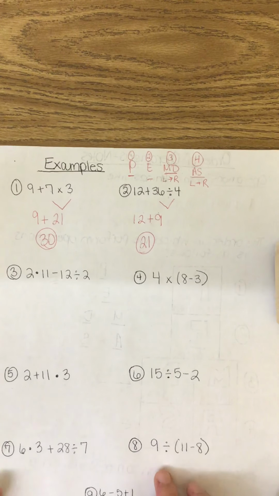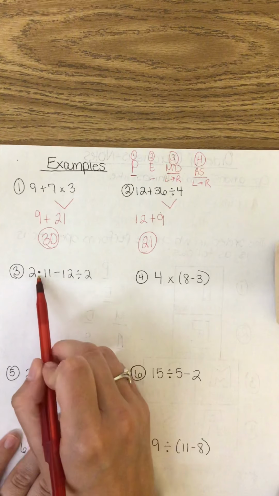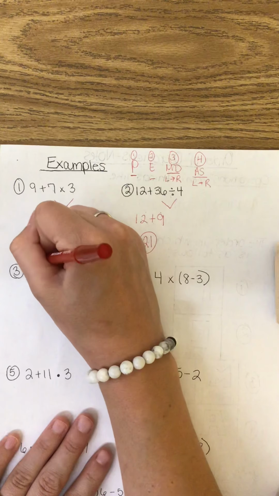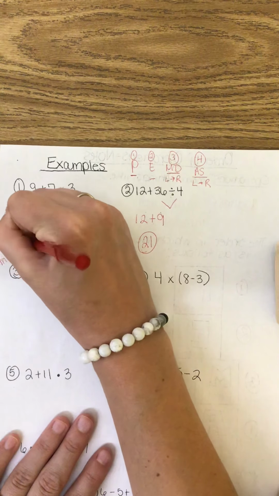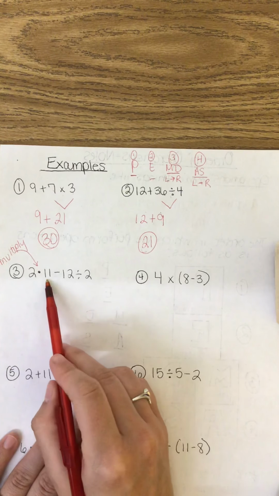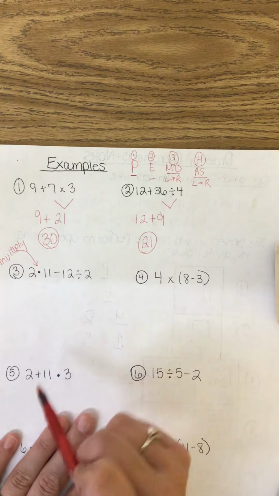All right, example 3. Here we have our new way of multiplication. If you need to draw a little arrow, remind yourself this means multiply. We've got 2 times 11 minus 12 divided by 2.